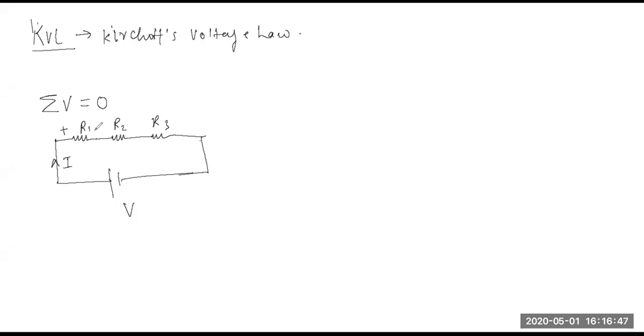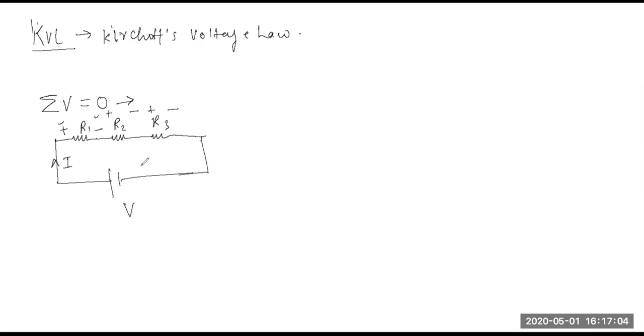Now see, if I talk about this resistance, then current is flowing this way and current flows from higher potential to lower potential. So this will be at higher potential and this will be at lower potential. Similarly, if you see R2, this will be at higher potential, this will be at lower potential. Again, current is flowing this way. Similarly for R3 also.